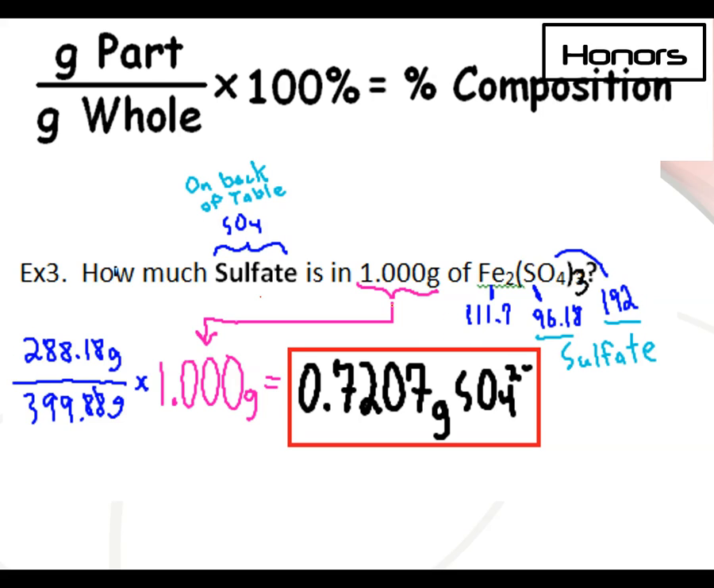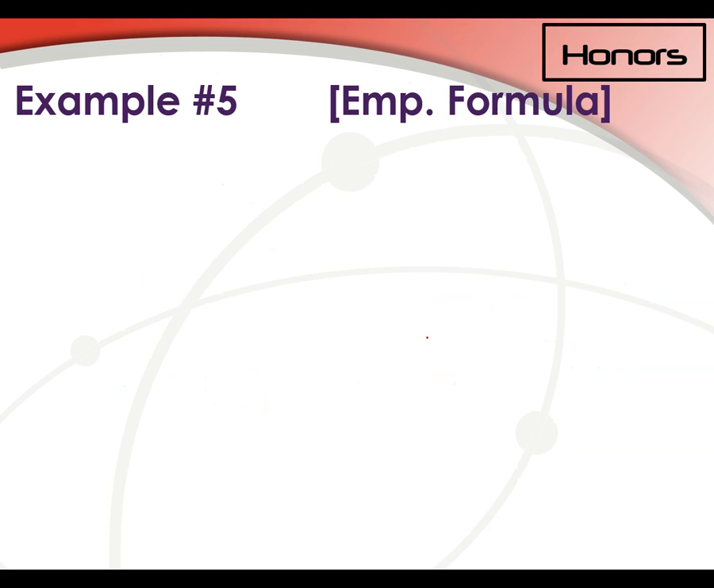We times it by the sample size, set it to 4 sig digs. Remember, this 0 is not significant, and we're golden. So this is the extent when it comes to honors. Now, there's another type of question that kind of goes backwards.